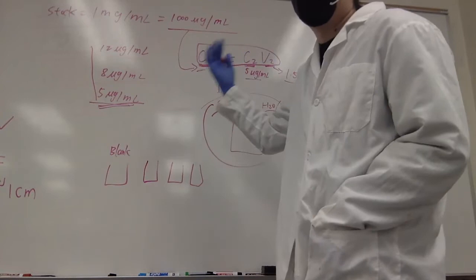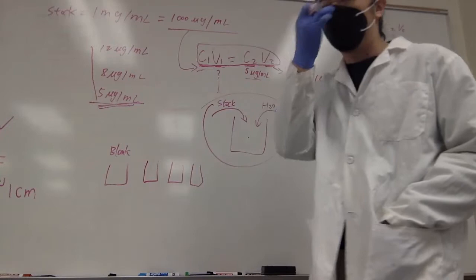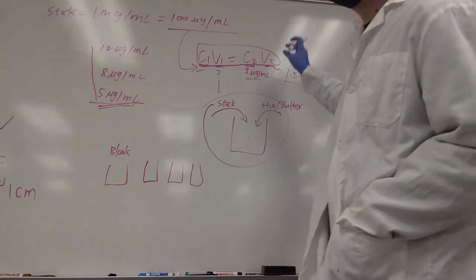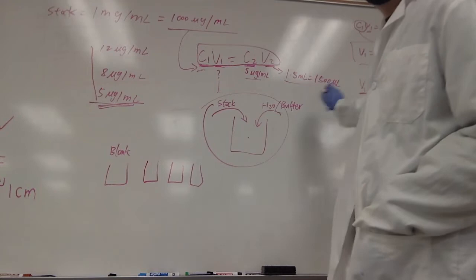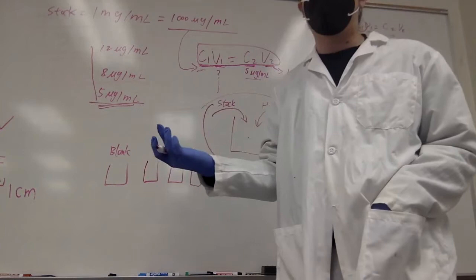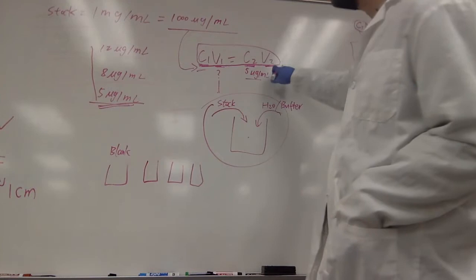Sometimes we will decide the value of V2. It depends on how much we need. Today we are going to make 1.5 mL of the diluted solution, which means V2 equals 1.5 mL, which is 1,500 microliters. The value of V2 really depends on how much you want to make. For example, if you need 5 mL, V2 will be 5 mL. If you need 10 mL, V2 will be 10. So it really depends.